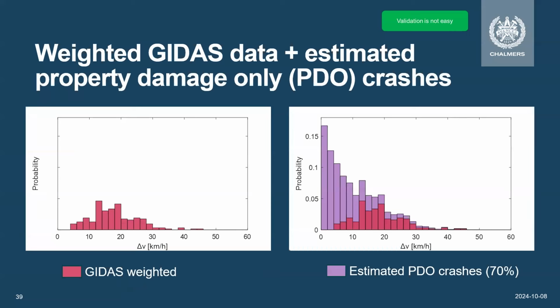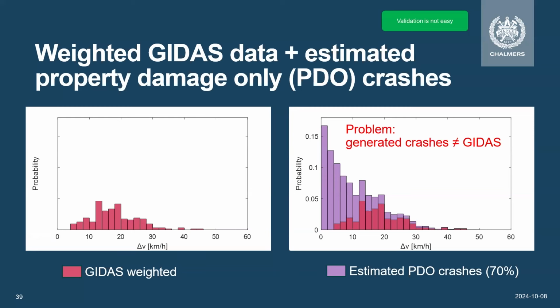What we want to do now is add the property damage crashes. In the paper, we propose a method for how to do that, using data from an insurance company and some assumptions. So this is what it would look like. These are then the 70% of the crashes, the lilac ones. This is approximately what we think it should look like if you capture the whole population of crashes in Germany that this GIDAS data is supposed to represent.